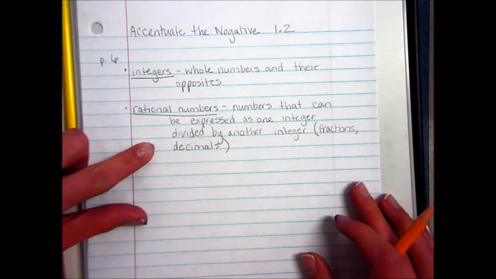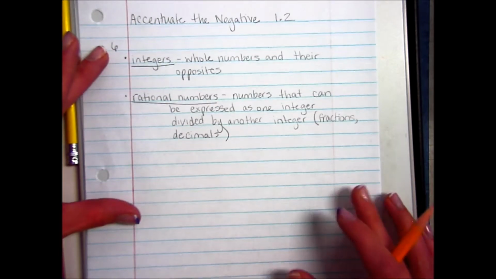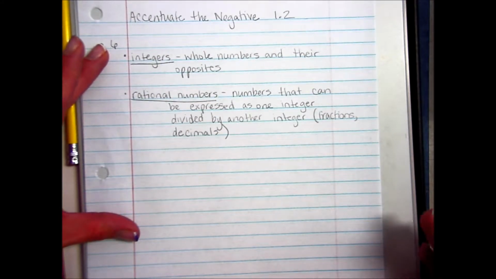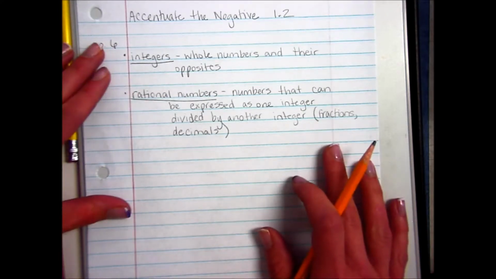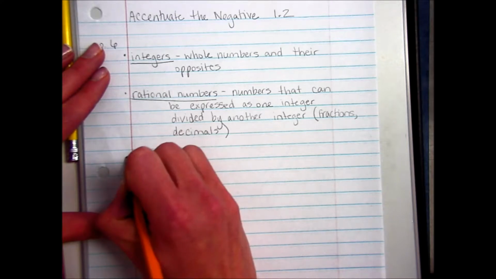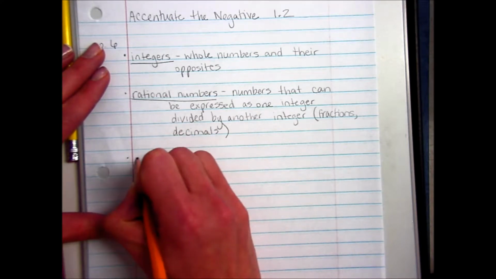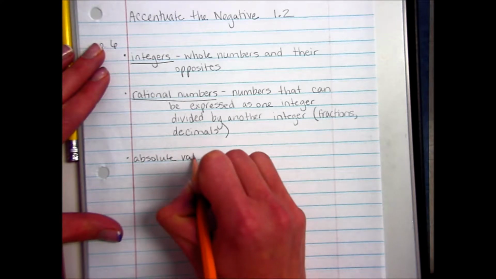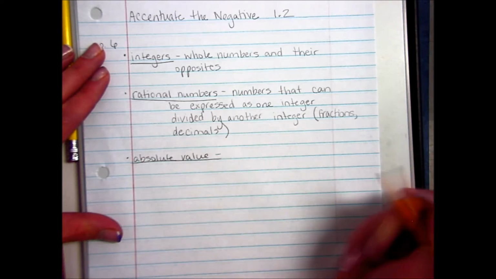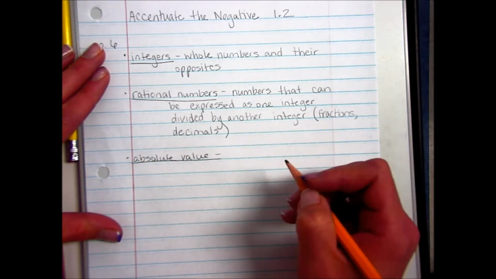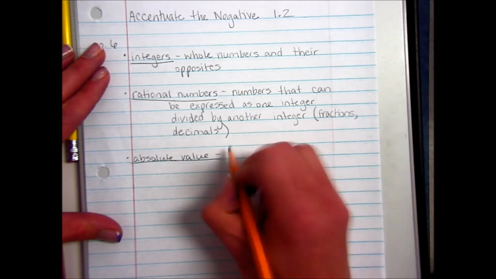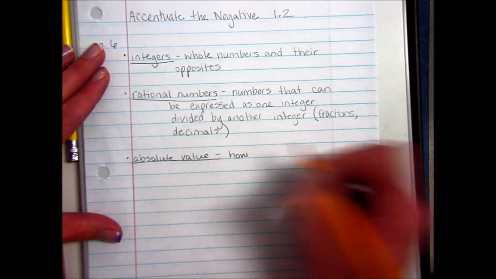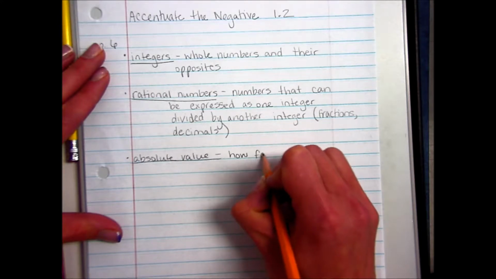or decimals. Another thing that I need to call your attention to that will show up on your test next week that isn't in this chapter is absolute value. So let's remind ourselves about absolute value. Absolute value is how far a number, or an integer, is away from 0.